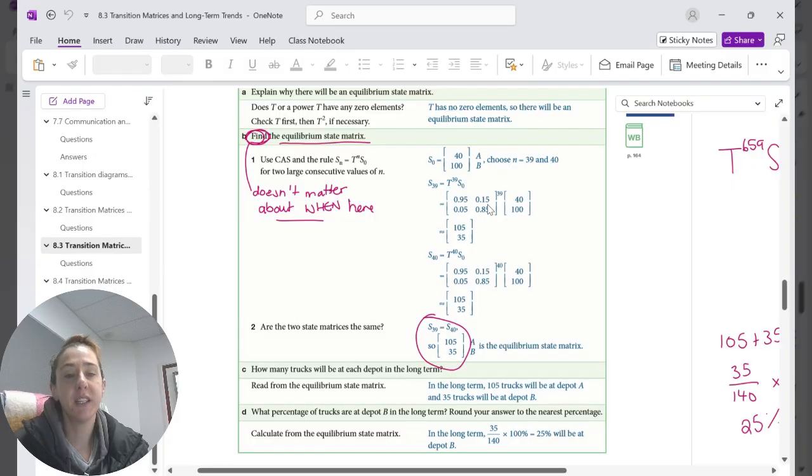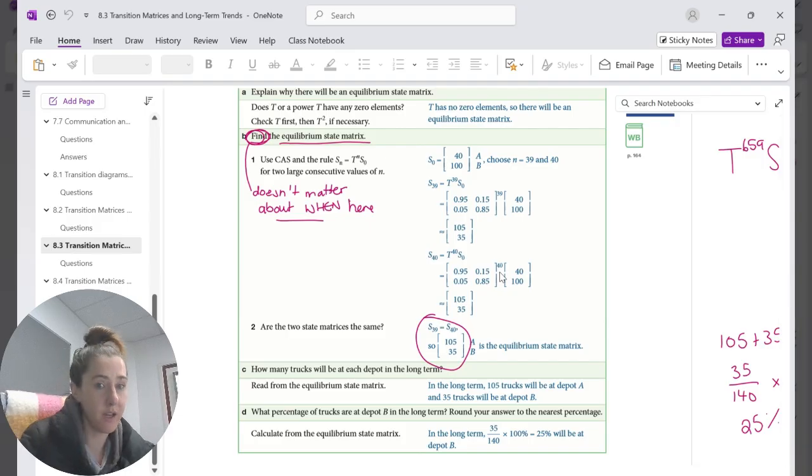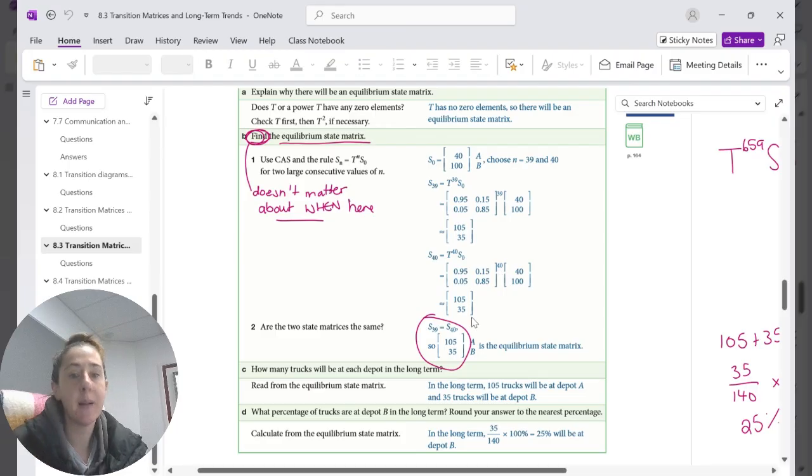So we did our transition matrix to the power of 39 multiplied by our initial state, and we got approximately 105 and 35 trucks at A and B. Then we did the same thing but raised it to the power of 40. Remember, they have to be consecutive numbers. You can't use 39 and 45. You would have to use 39 and 40 or 44 and 45, consecutive numbers.